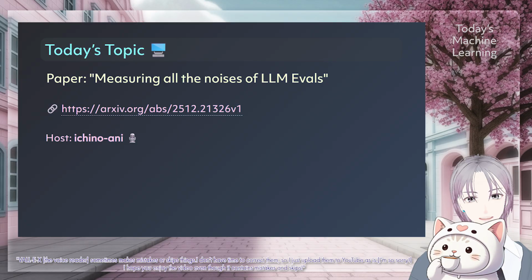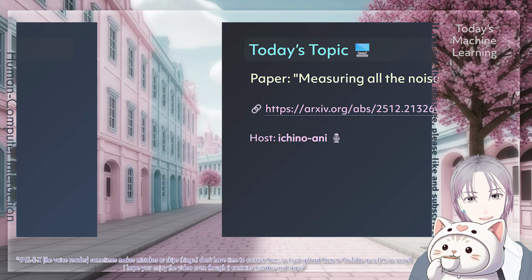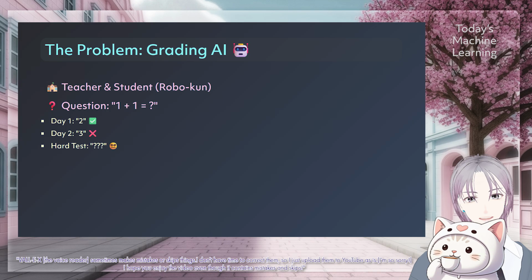So the paper I want to talk about today has a bit of a long title. It is called Measuring All the Noises of LLM Evals. Basically, this paper is about how we grade or test smart computers, which we call large language models, or LLMs for short. You know, like the chat AIs you use to help with homework or write emails.